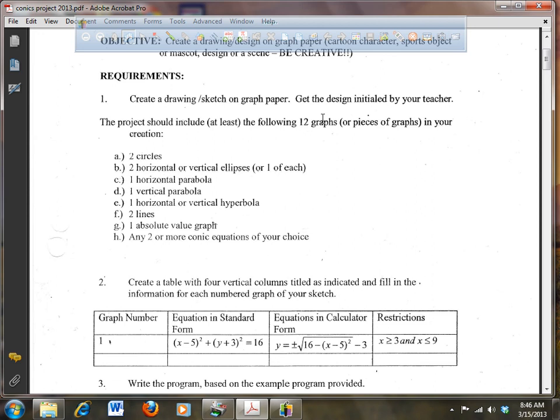And these are the requirements. So you have to have at least 12 graphs. Like some of those on the wall have 50 graphs or 100. That one with the dinosaur or the dragon, that has like 100 different equations. This one up here, it has like 100 different equations. But she was kind of crazy.